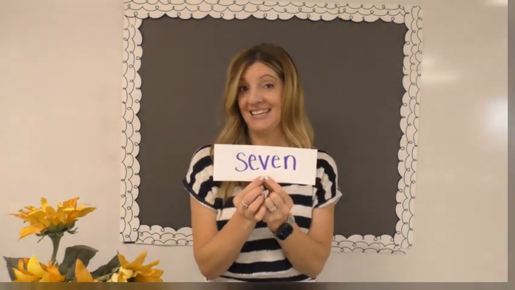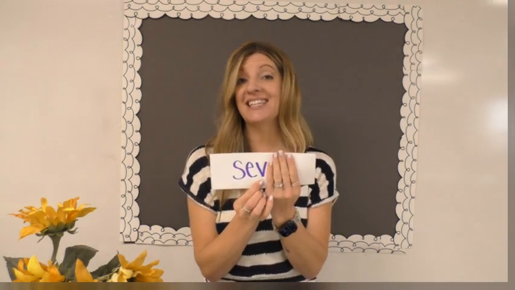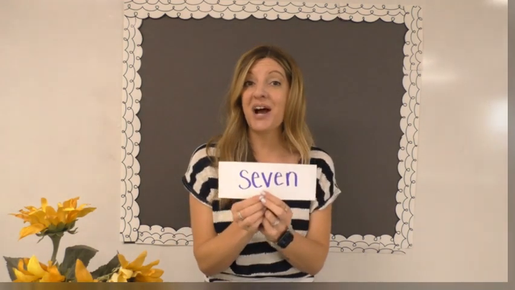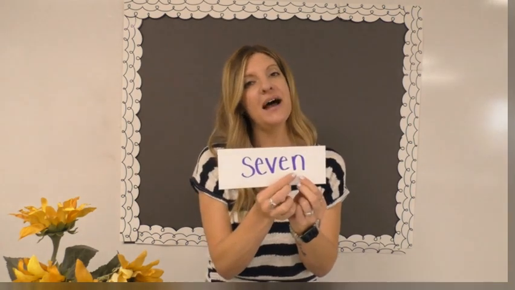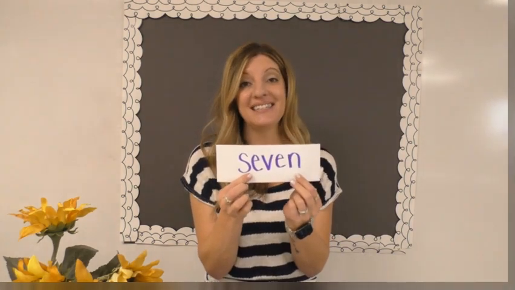Today I'm going to teach you about an exception, because sometimes when there's only one consonant between my vowels, the first syllable actually gets the consonant. We call this week's pattern the selfish syllable rule. And this happens about 30% of the time in English. So we still always want to try the first syllable division rule, hold on tight, I'm moving to the right. But once in a while, we actually have to slide it on back and make sure that our first syllable is short. Let's take a look at some words that have the selfish syllable.